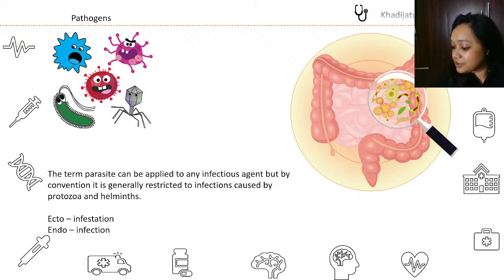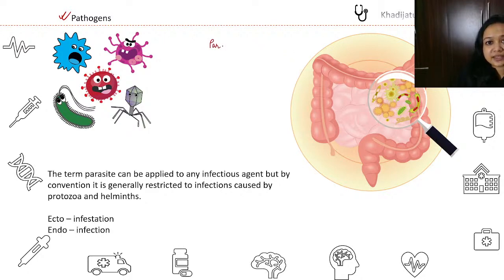Before we delve deep into the different diseases in this particular chapter, it is important for us to understand a few terminologies. When we say pathogen, what do we understand? All these weird looking microorganisms, right? Virus, bacteria, protozoa, fungi, all these different organisms. But then what are parasites then?